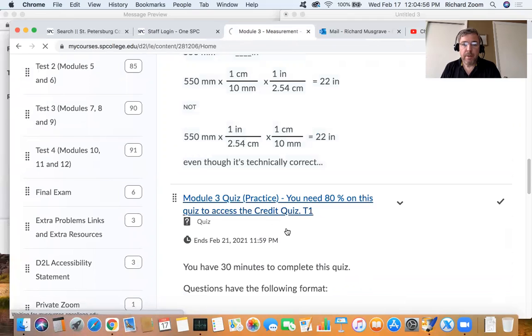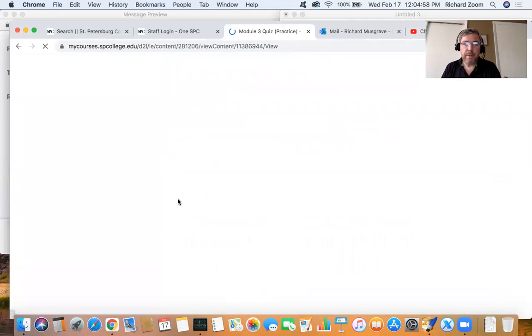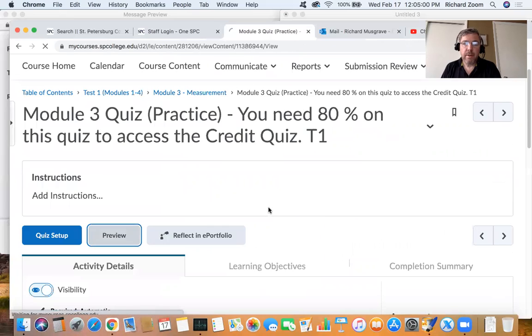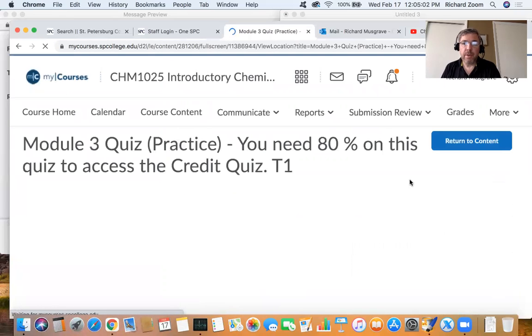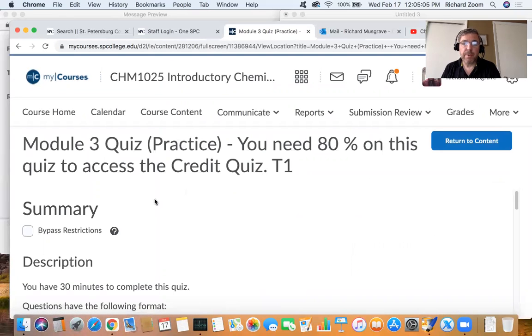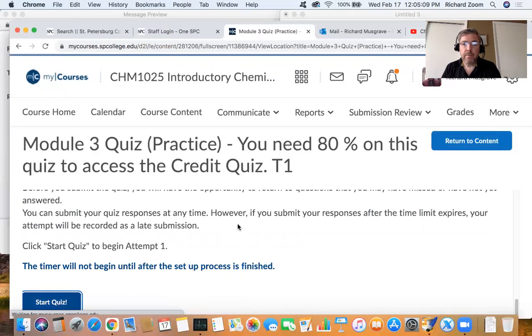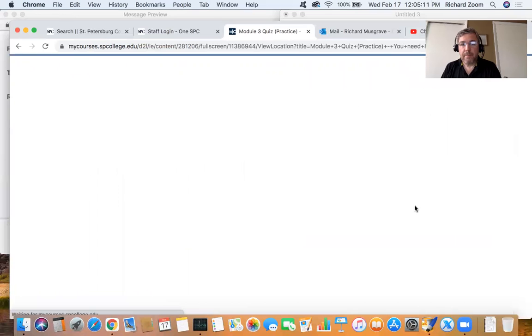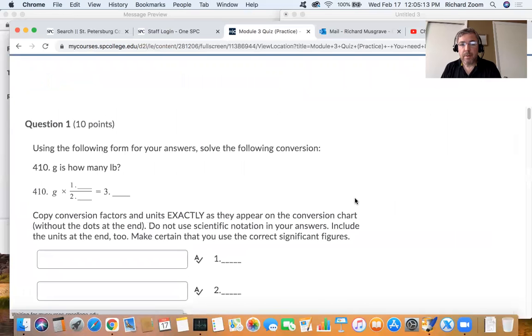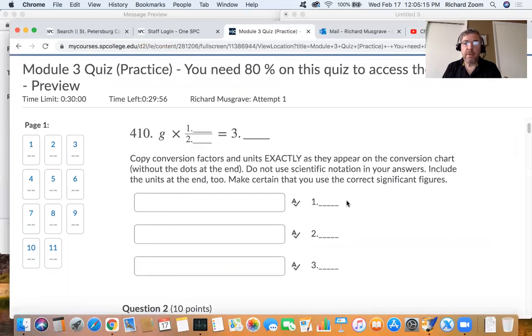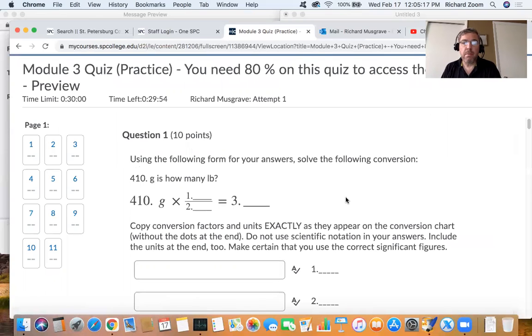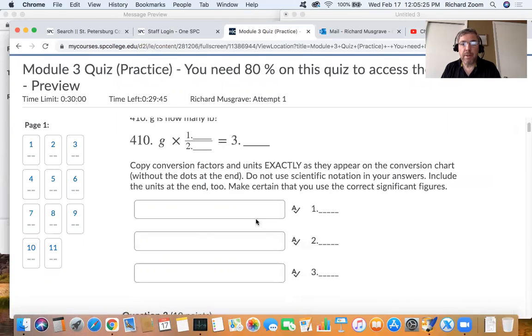Then you should do the module 3 practice quiz after you've done that. The Module 3 practice quiz gives you an idea of what's expected for the Module 3 credit quiz. And sometimes you're looking at this and you say, oh gosh, I don't know what kind of formatting is expected. Do I have to include spaces, or where do the units go, and all of that kind of thing? Or what numbers do I have to put in here?